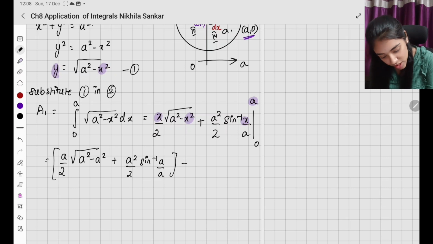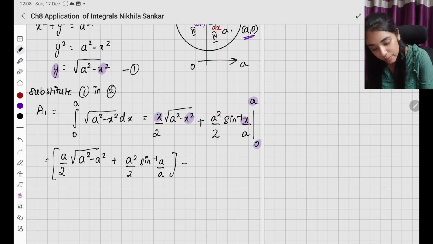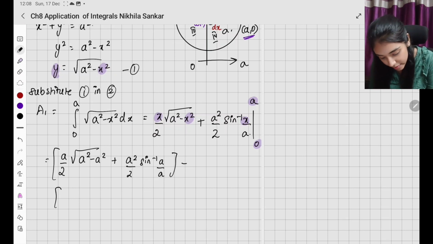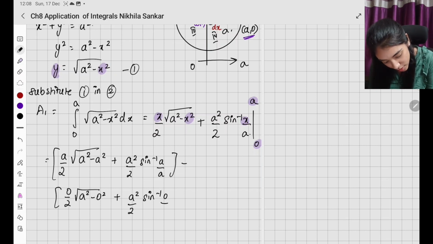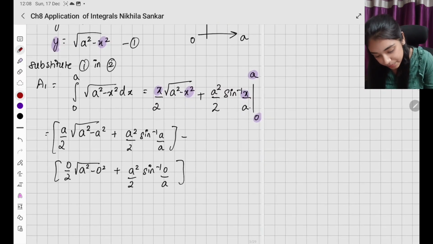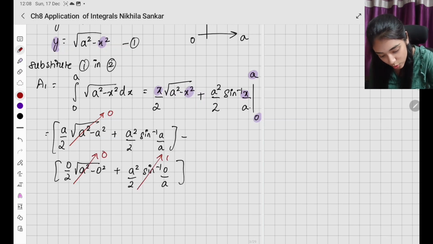Upper limit is done. Minus lower limit. So wherever I have x, I'm going to put the value of 0. So I have 0 by 2 square root of a square minus 0 square plus a square divided by 2 sin inverse of 0 divided by a. Now, what do I see? I see that a square minus a square, this term becomes 0. I have 0 times, so this becomes 0 and this whole term becomes 0.